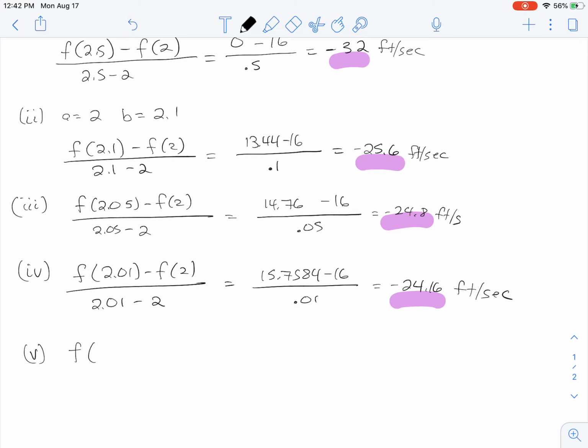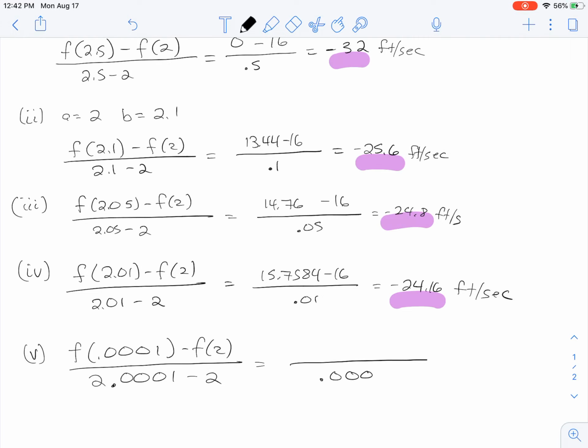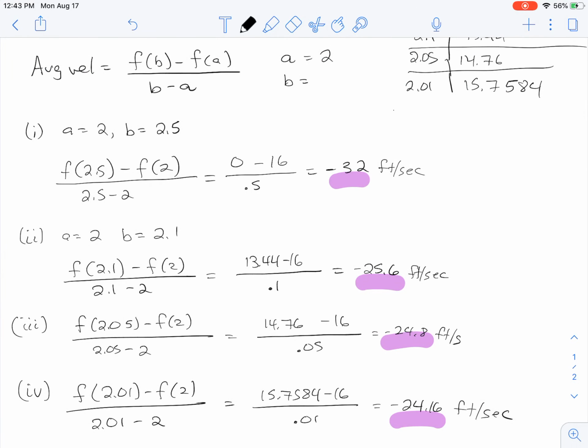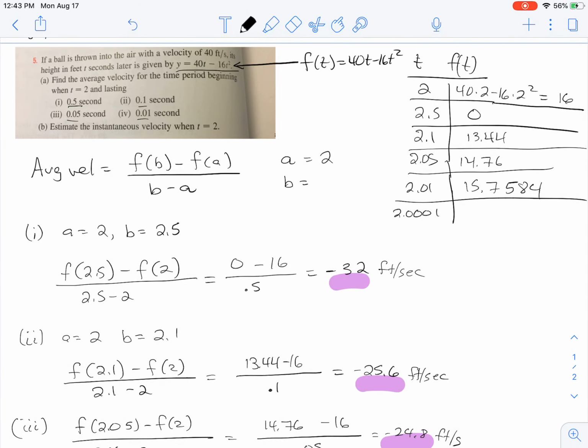Let's do f of 2.0001 minus f of 2 over 2.0001 minus 2. What this is, is the average velocity during that, that's 1/10 of a millisecond. And this should be a 2 right here. I'm going to plug this in. Let's see, 40 times 2.0001 minus 16 times 2.0001 squared.